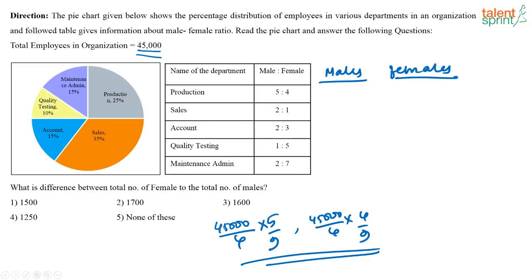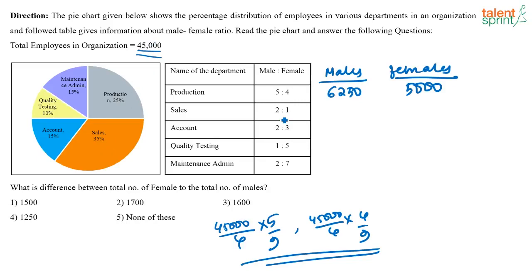In examination, it is not practically possible to solve this particular question, okay? Because it consumes a lot of time, right? First, you have to find out how many males here. So when you solve this, I think you will get it as 6250, this as 5,000. Similarly, next for sales, how many people are there totally? 45,000. Out of this 45,000, how many people belong to sales? 45,000 into 35 by 100, correct?